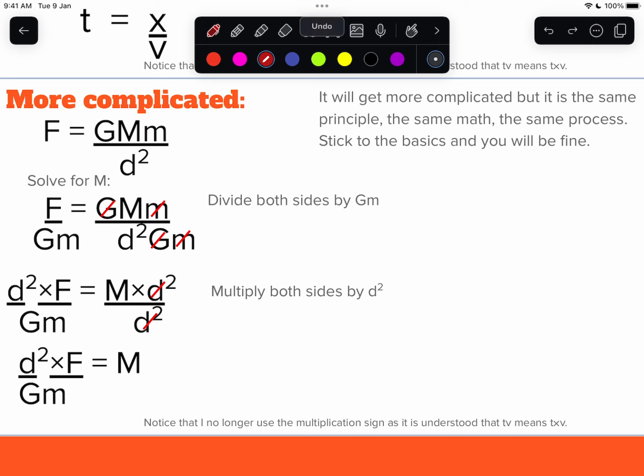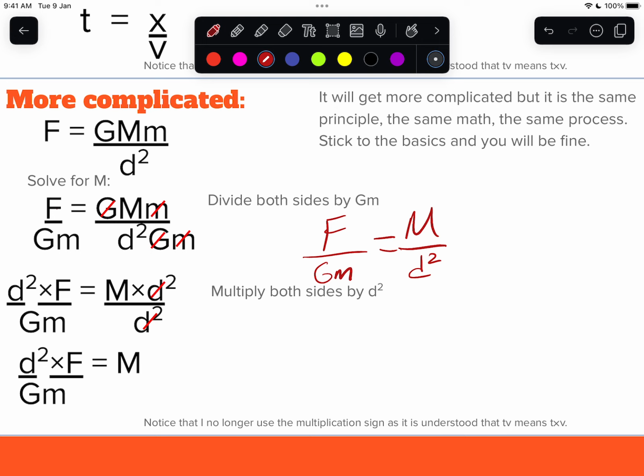And I want to get it by itself. So first, I'm going to divide by G and little m. So if I divide by G and little m on both sides, the G and the little m get canceled out on the right side of the equation over here. And I'm left with F over G little m is equal to big M over D squared, right?